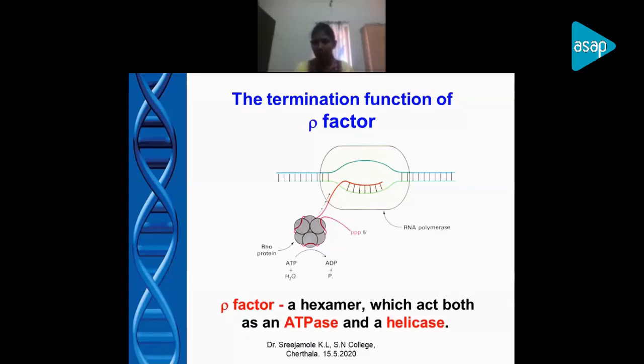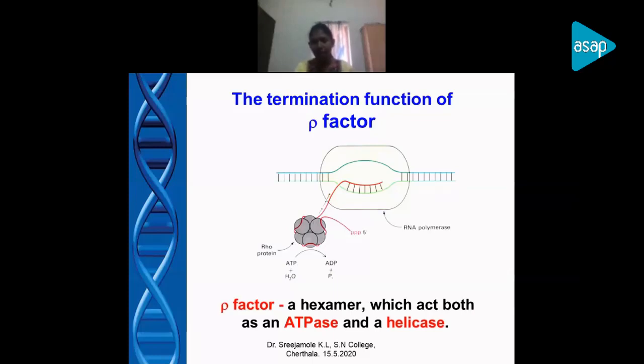And with the help of ATP, it melts the hydrogen bond between the last formed RNA nucleotide and the DNA template. So with this, the transcription gets terminated. So that is about rho-dependent termination.